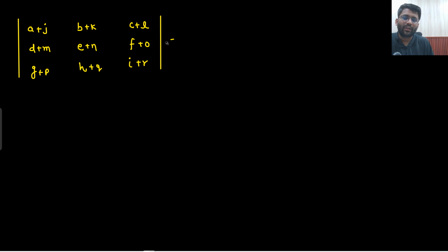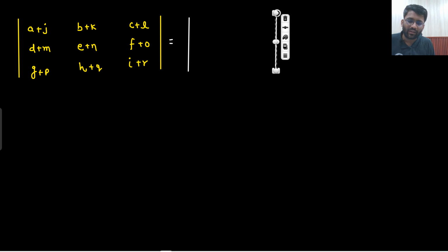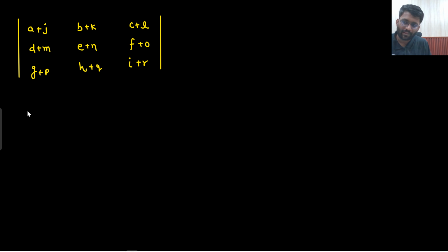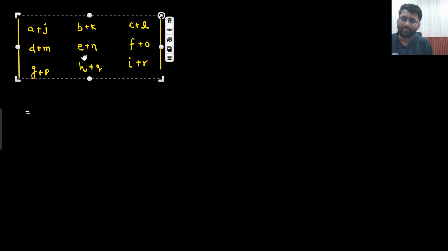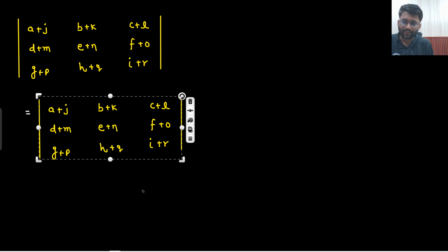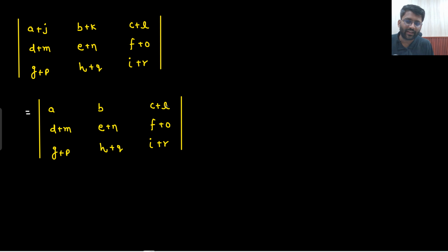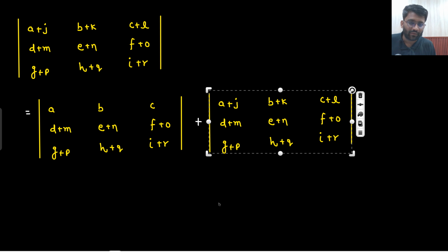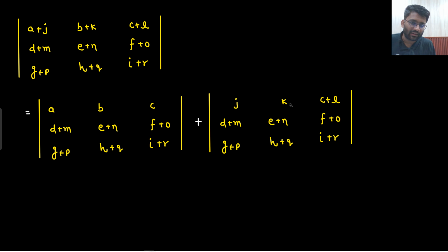You can do it row wise as well, or whatever operation we are doing with respect to row, the same operations are applicable for column as well. Always remember. So how am I breaking it down? First I am breaking it down into two steps. Everything remains as it is. I am removing JKL from here. If you are removing JKL from here, then you have to make another determinant where you are having JKL. Is that understandable to you?